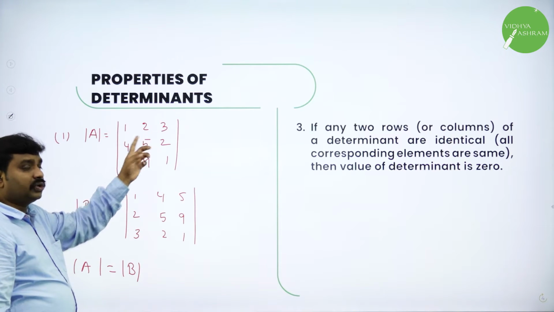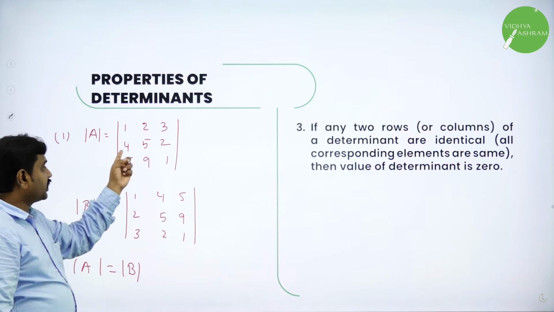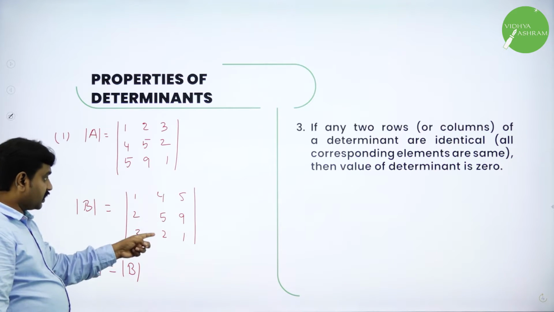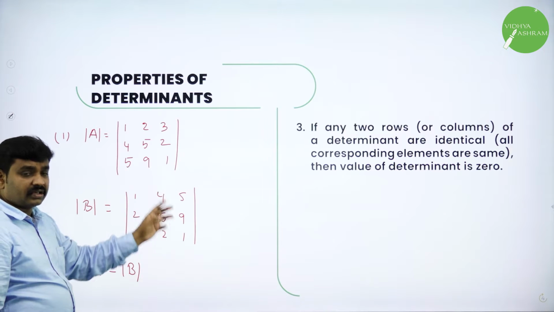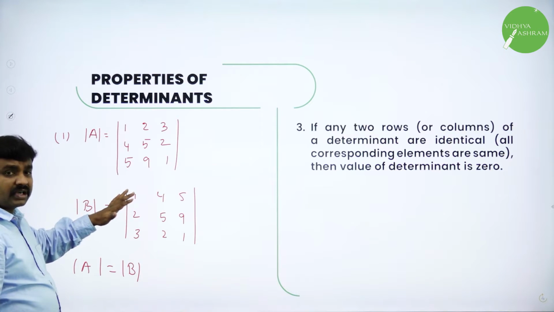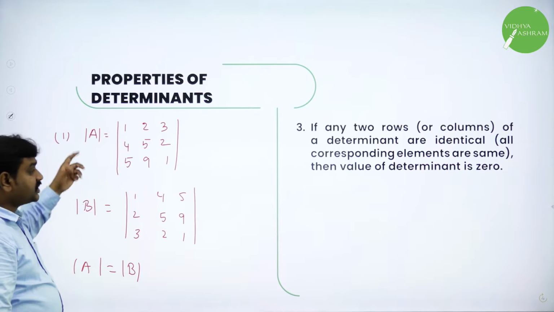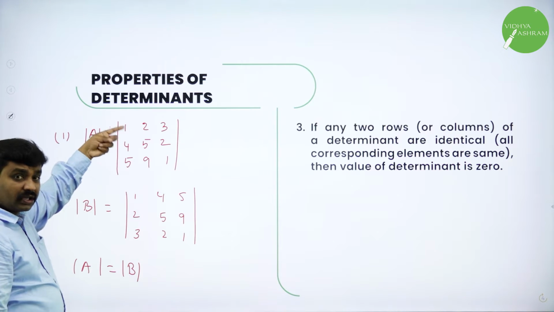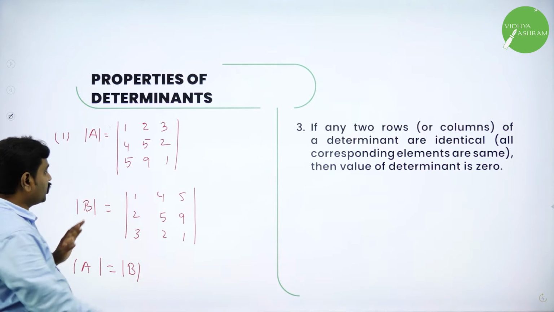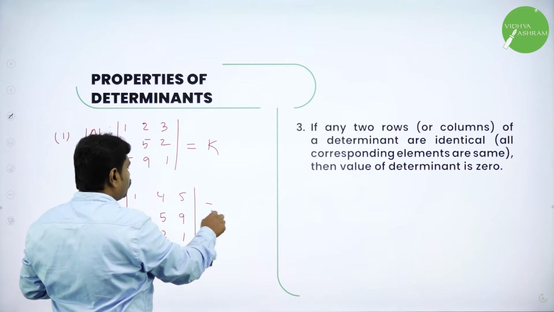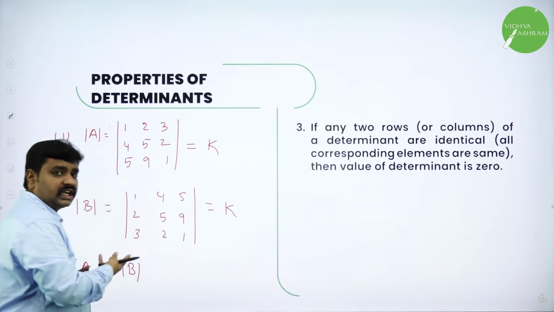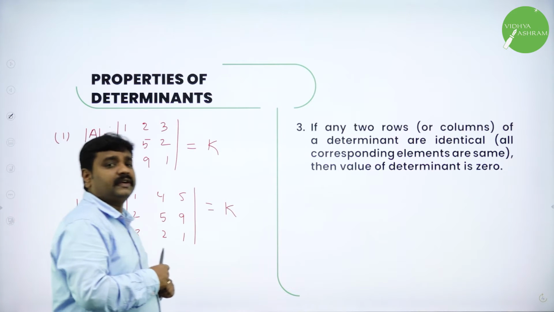So what is first row? 1 2 3. I made it first column. What is second row? 4 5 2. That is second column. Third row is 5 9 1. This is third column. So both are same, but B is obtained by interchanging rows and columns. I am making all the rows as all the columns. Now you expand, you will get a number, and here you expand, you will get same number. You can try it. So now please try it.